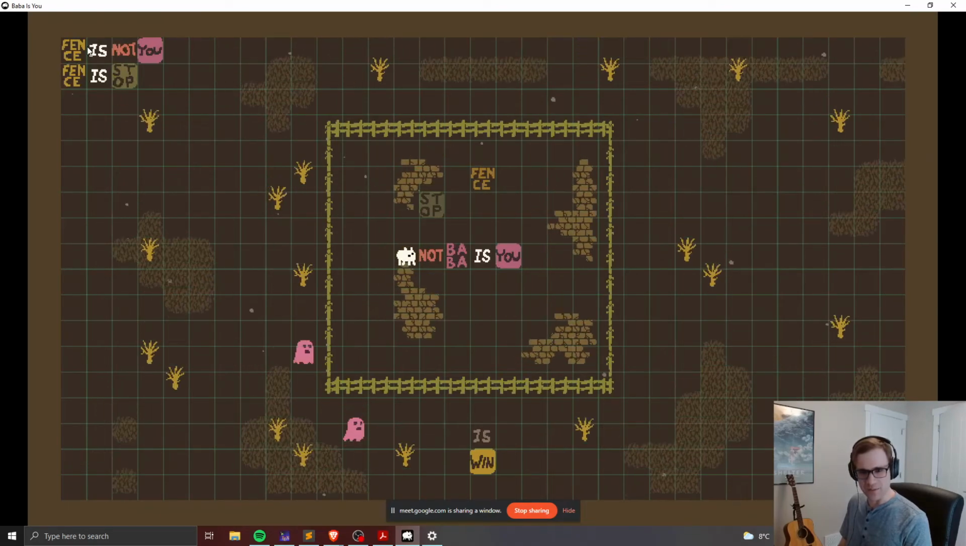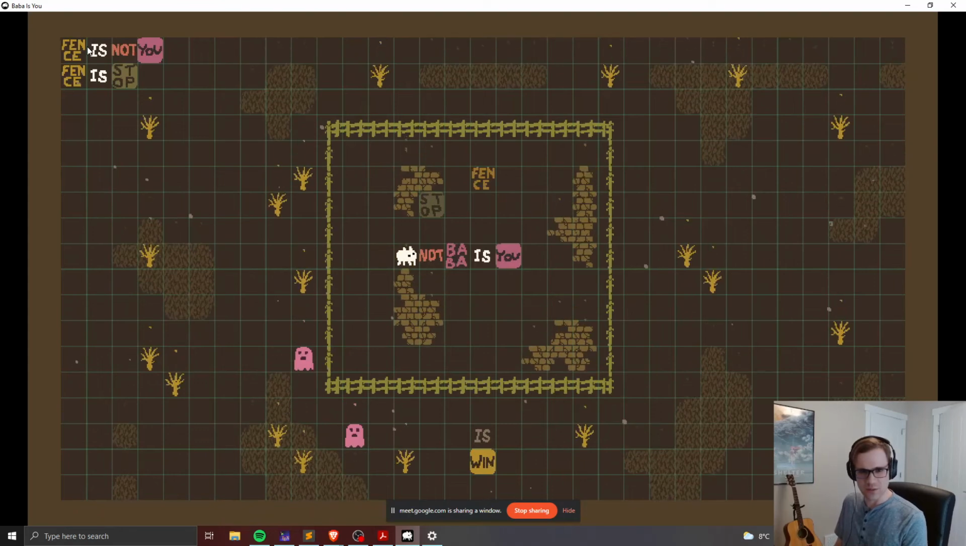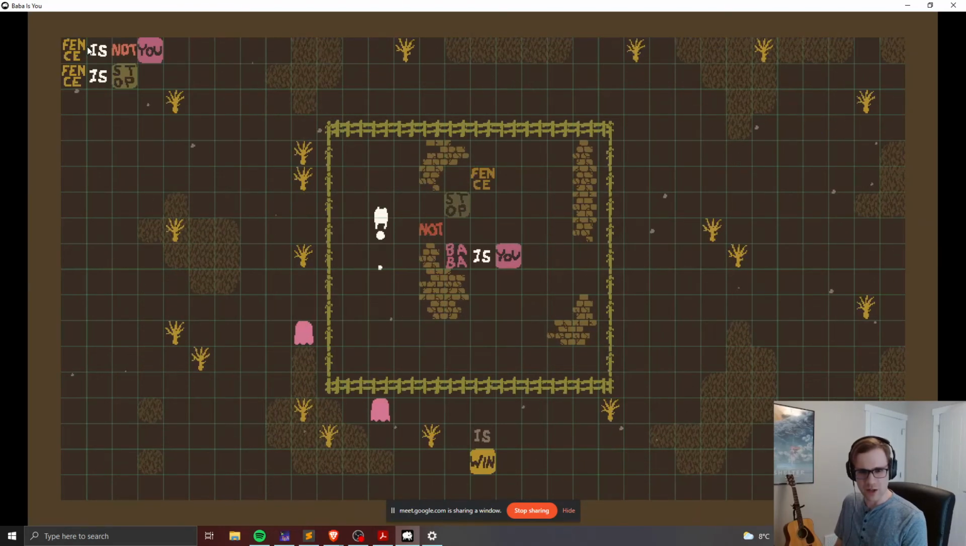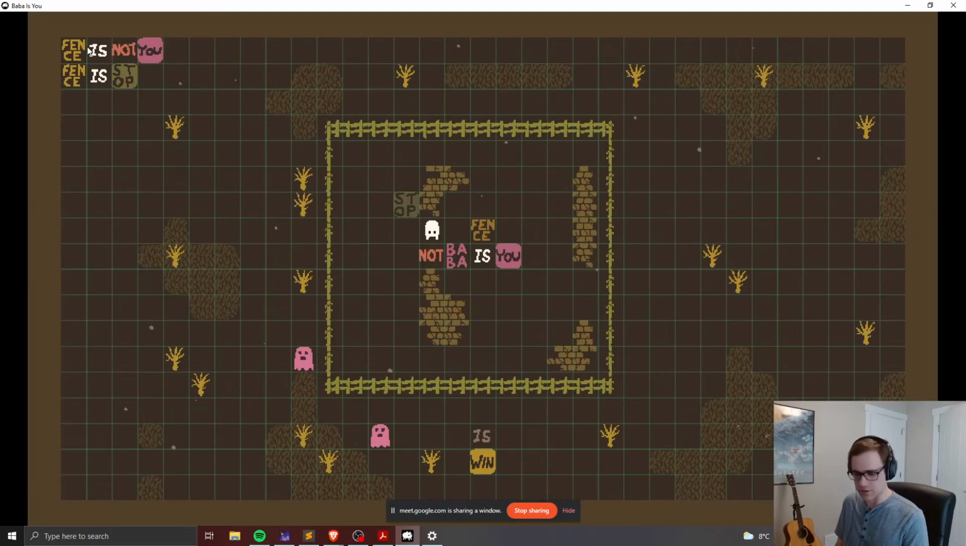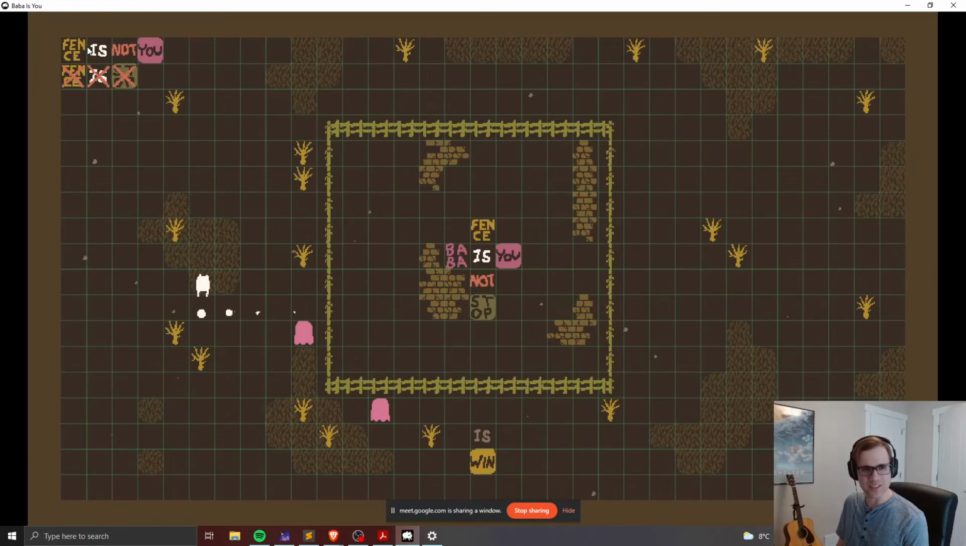But that's not going to help me break out of this cage and actually get to the win condition. So maybe instead of doing that, I'll make Baba is me again. So maybe something I can do instead is make the sentence, oops, I did not want to do that. I can make the sentence, fence is not stop. And notice that right now it says fence is stop, so that actually overrides the previous sentence. So now I have fence is not stop.